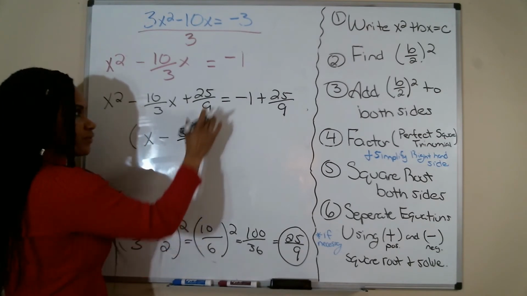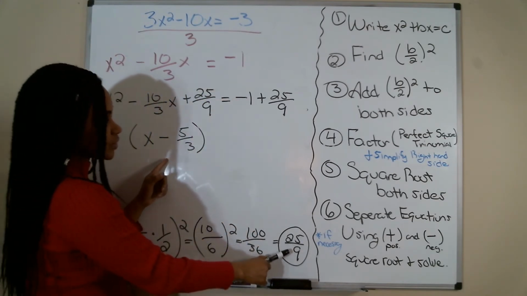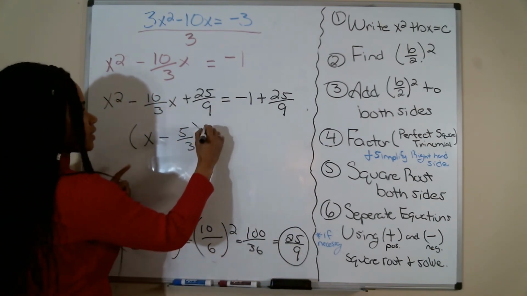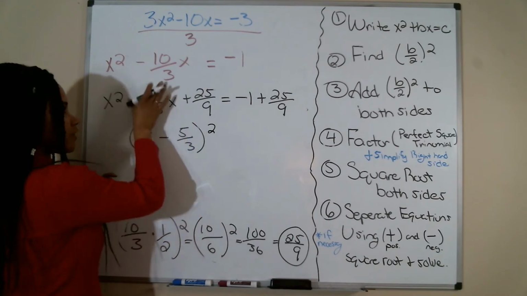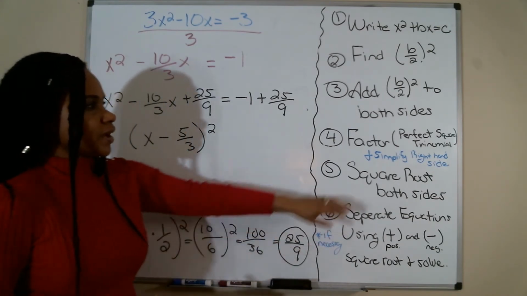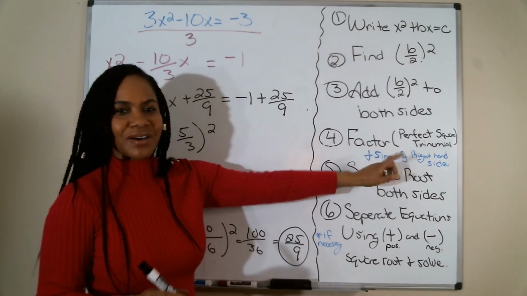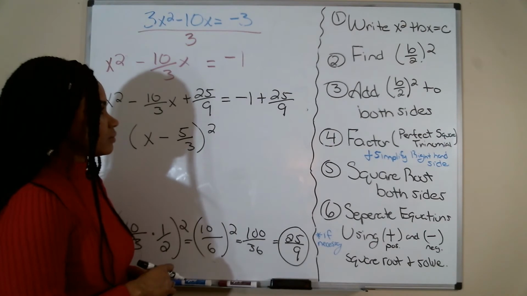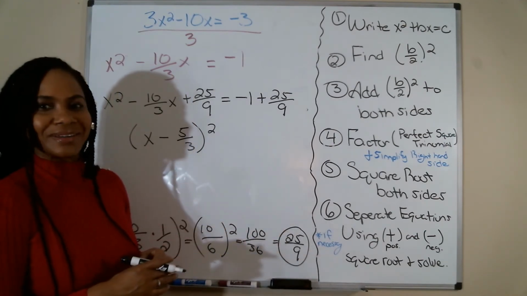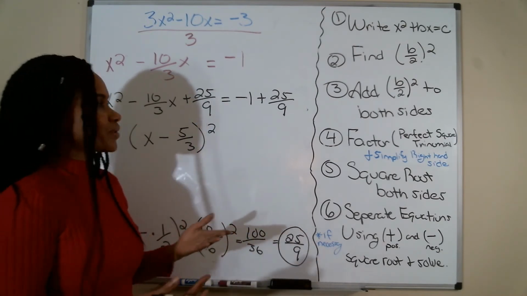If you don't get a perfect square, that means you've done something incorrectly. So for your b over 2 squared, you should get a perfect square. And I'll bring down my 2. So I factored this perfect square trinomial. If you're not familiar with how to factor perfect square trinomials, I'll link that video also in the bio section of this video, as well as my other video on solving quadratic equations by completing the square.